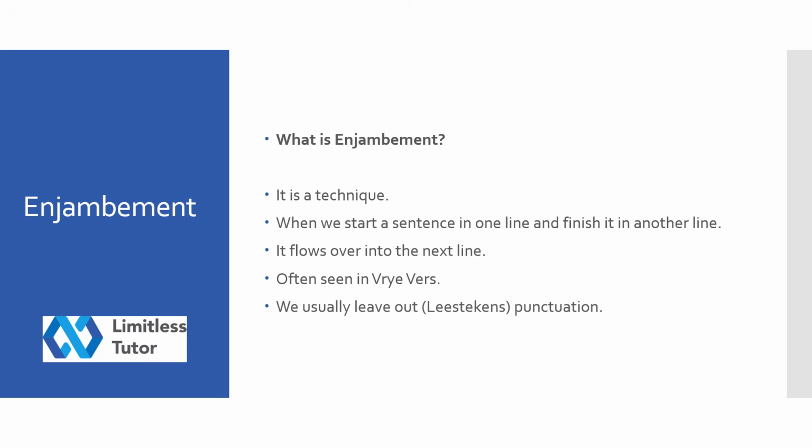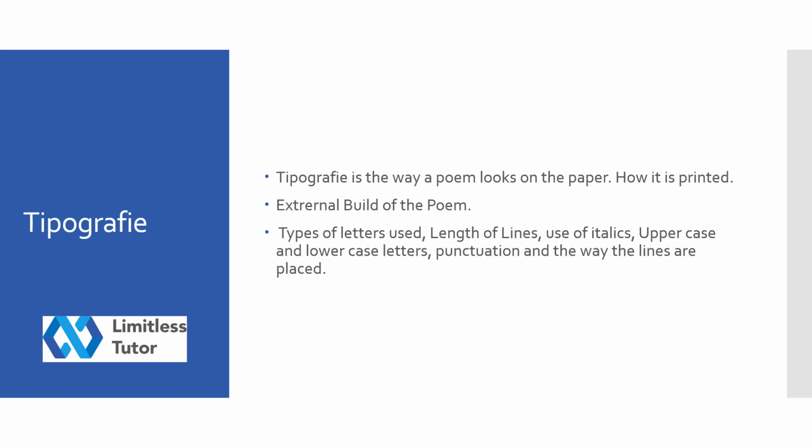In jambement, this we often see in vrije vers, okay? So it's a technique we use when we start a sentence in one line and we finish it in another. It could finish in the next line, it could finish 5 lines from where it starts. It just means that it flows over into the next lines. As I mentioned, we often see it in vrije vers. We usually leave out leestekens, so punctuation, because we use punctuation to tell us where to stop, right? Or where to pause. So if we don't have punctuation, you'll just keep reading, and that also speeds up the way we read.